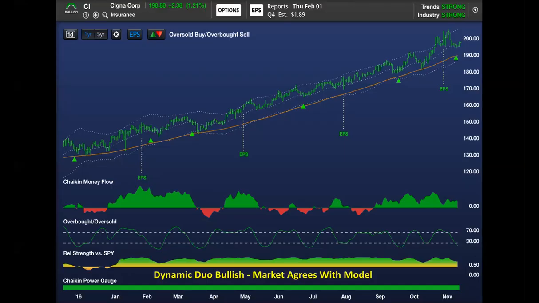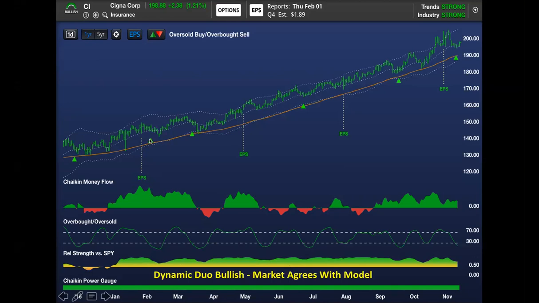Here are 2 examples. Cigna. At the bottom is the Chaikin power gauge rating. It's been bullish on Cigna for well over a year as the stock, this very large cap insurance company, has gone from 130 all the way to 200. Nice dividend yield. Relative strength has been strong. Dynamic duo in play since January. Market agrees with the model. Institutions buying it.